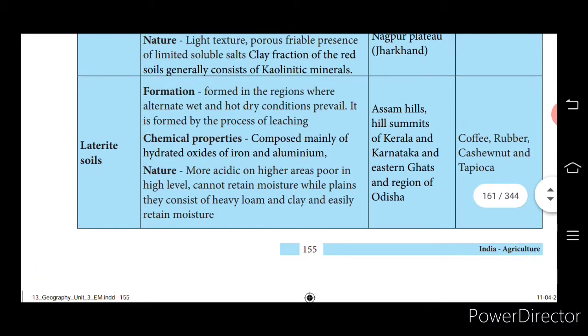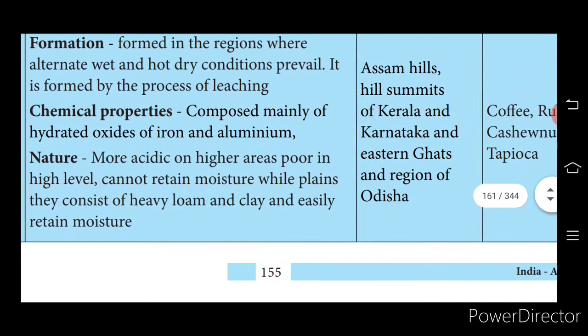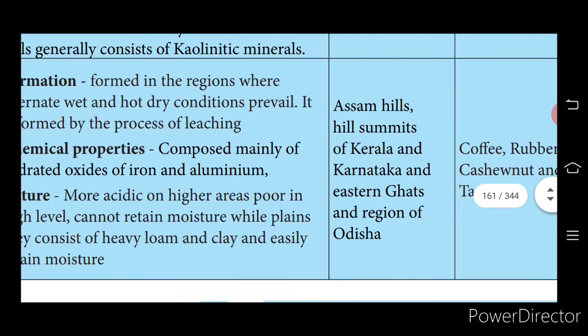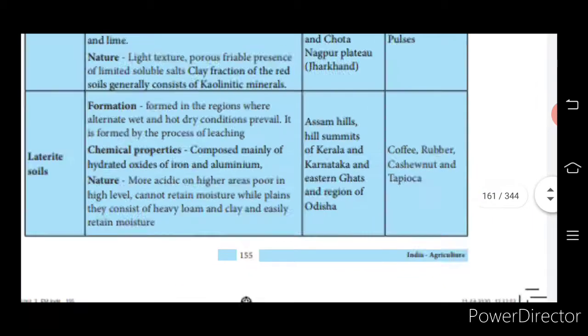Now coming to the laterite soils, formed in the regions where alternate wet and hot dry conditions prevail. It is formed by the process of leaching. Okay, the nature is very acidic on high areas, poor in humus, and cannot retain moisture, while the plains consist of heavy loam. So the places are Assam Hills, hill summits of Kerala and Karnataka, and Eastern Ghats. The crops here are coffee, rubber, cashew nut, and tapioca.